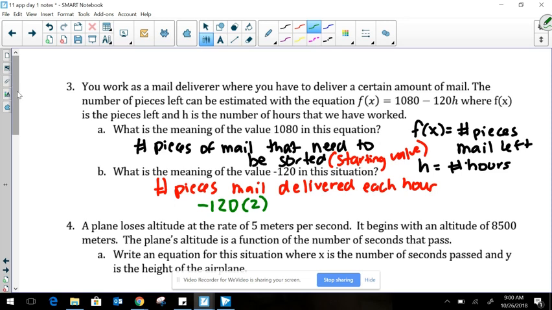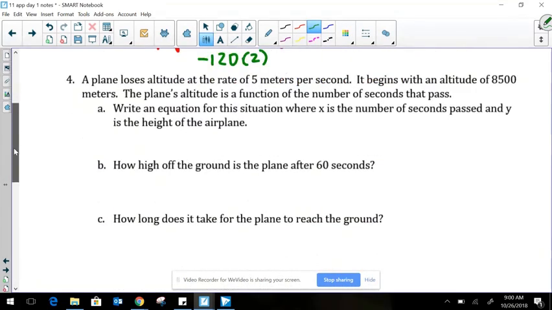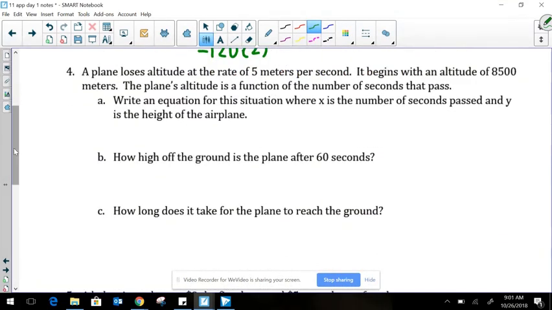Okay, one more here, number 4. A plane loses altitude at the rate of 5 meters per second, begins with an altitude of 8,500. So begins, that's a keyword. Per, that's another good word. The plane's altitude is a function of the number of seconds that pass.